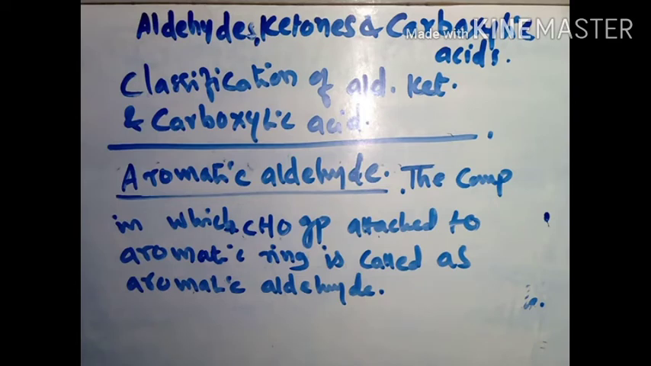Now we can take the general example, that is the aromatic ring, and to this the CHO group is attached. What is the name of this formula? That is benzaldehyde.